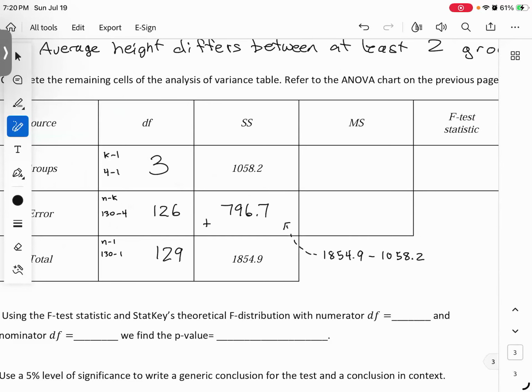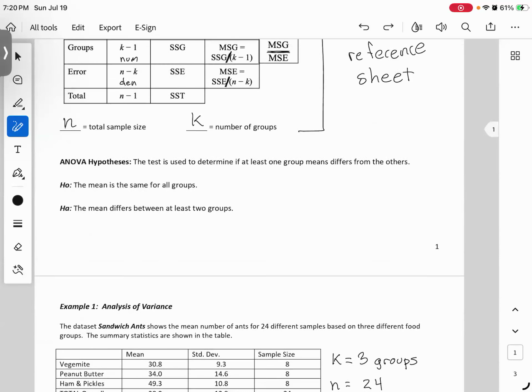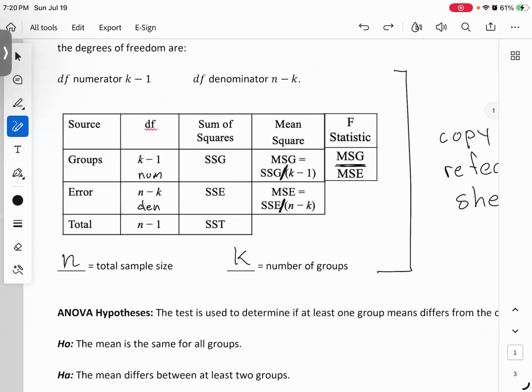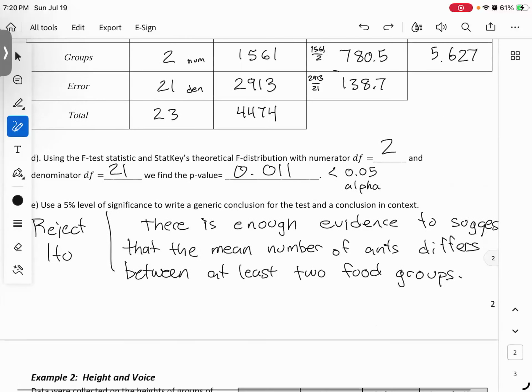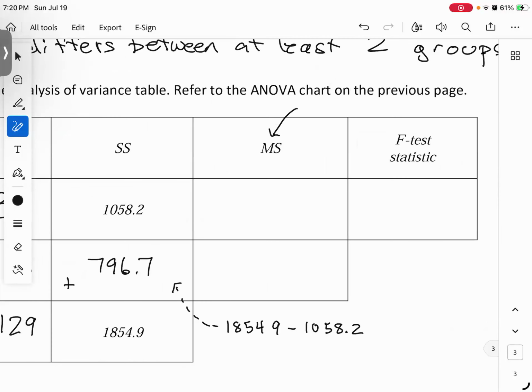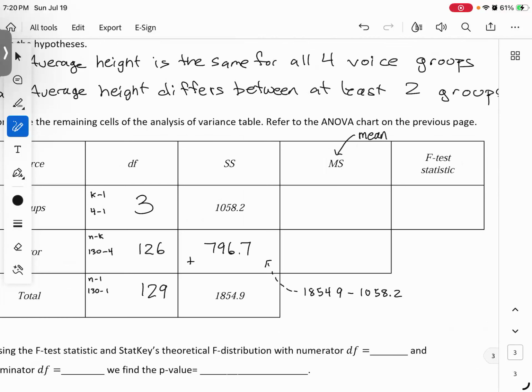Now, the rest of this goes back to when I showed you those little fraction bars on the earlier ANOVA table. I said that those were divisions. If we go back up to the ANOVA table, you can see there's little slashes. That's because there are divisions we're going to do. The other thing I mentioned a moment ago is that the little M right here stands for mean. So what we're going to do is average these out. You're going to take your 1058.2 and divide by 3.